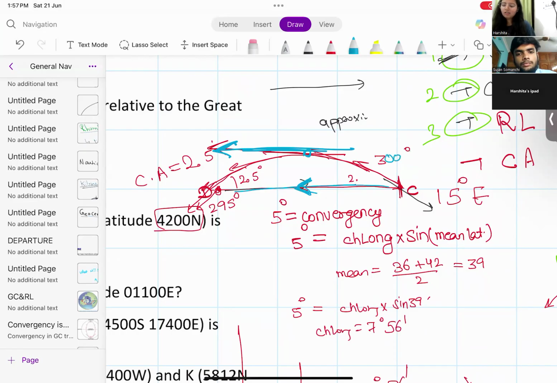Since you know that this is 300 degrees and you know this is 2.5 degrees, what will this angle be? This much angle is 300 degrees. This smaller angle is 2.5 degrees. So this will be 300 minus 2.5, which is 297.5 degrees. So this is going to be the average.